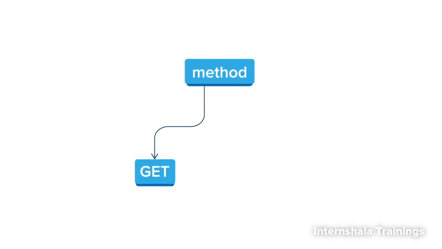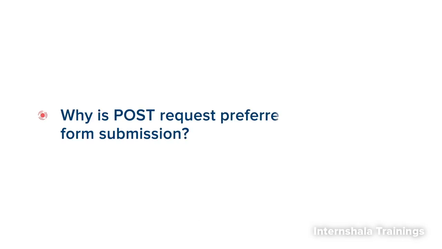Next, we have the method attribute. There are two types of method requests. One is get and the other is post. We will learn about these requests shortly in detail. First, we will see why in the case of form submission we prefer a post request instead of a get request.